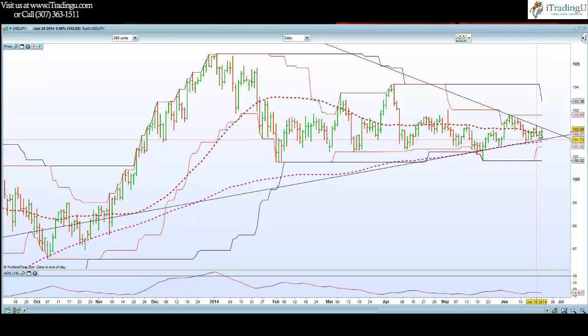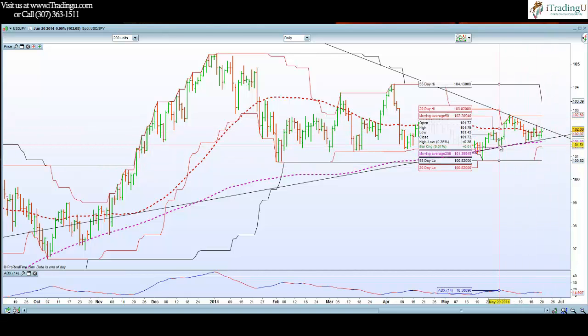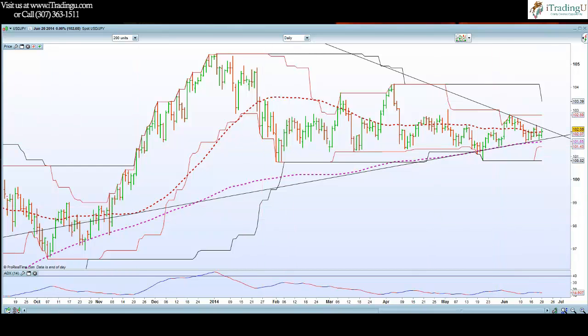Now, either way it breaks out, will most likely give confirmation of it being above the 50 and 200-day moving averages or below the 50 and 200-day moving averages, giving us more confidence in the break. This is why I'm bringing this one up. Let's look at the yen, a couple of the yen crosses.